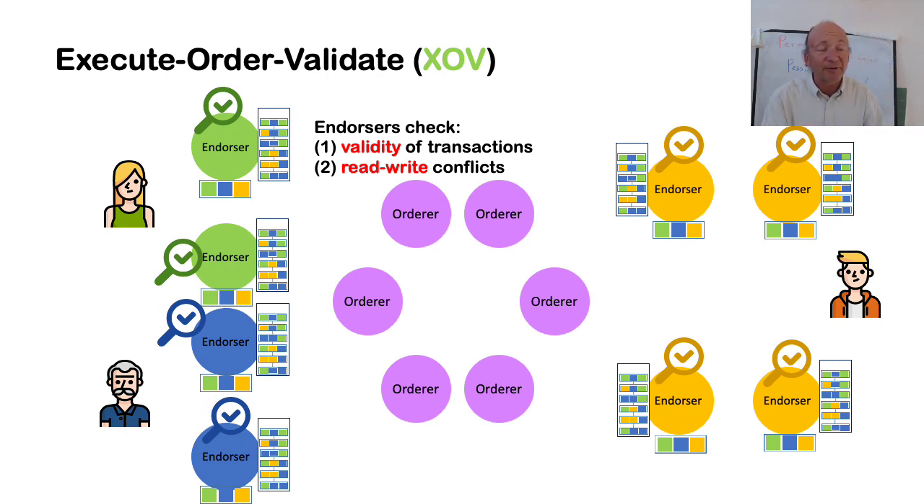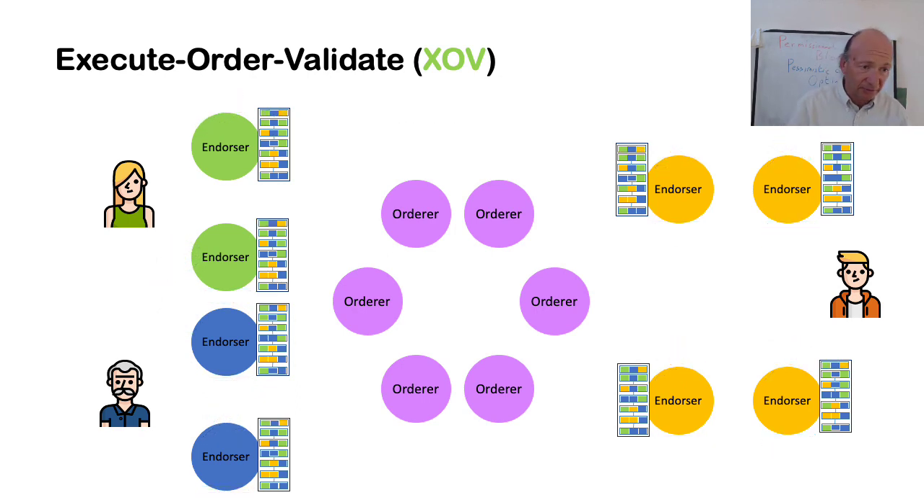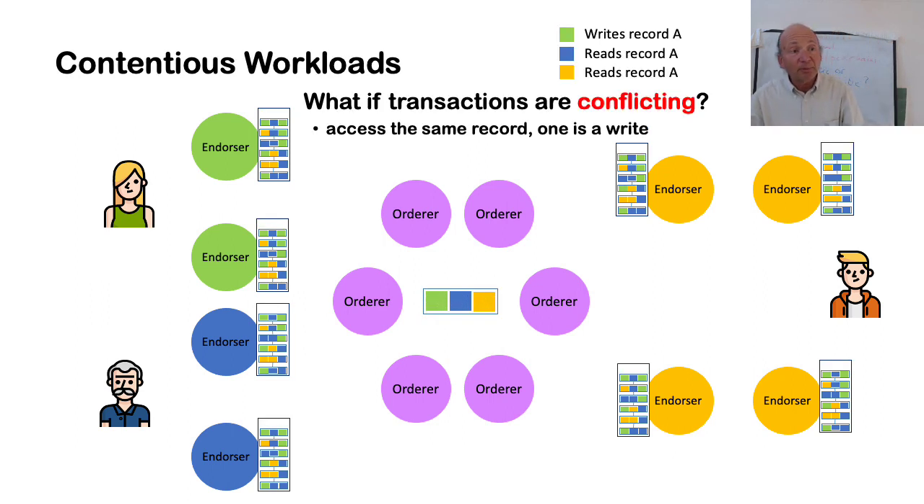And once that is validated, they have to establish if all read-write conflicts have been executed in the right order. Once that is done, it is executed and we are done. Of course, we can have a problem if there are lots of conflicting transactions. They access the same record and one of them is a write. So write-write or write-read. These are the standard things.